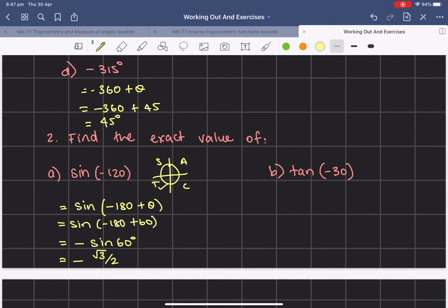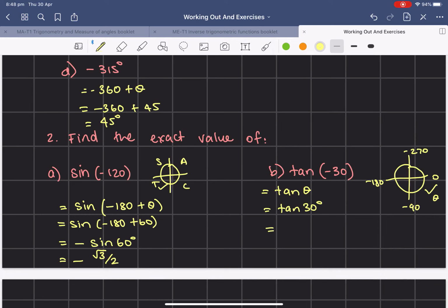Okay, let's have a look at tan negative 30. So again, it's 0, negative 90, negative 180, negative 270. So this time negative 30 is in this quadrant. So we write it out. Tan, in this quadrant, it's just theta. So it's just going to be tan theta. So obviously it's going to be 30 degrees.